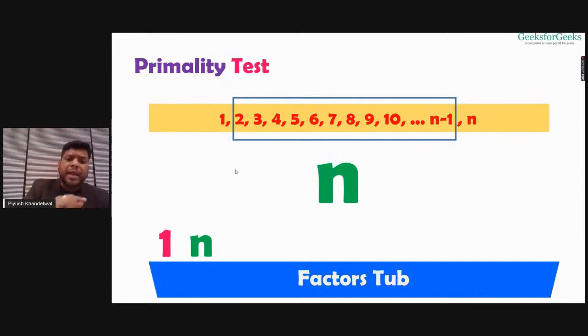If it is divisible by any of the numbers in between, right, I won't be checking it any further. I'll just get out of the loop. I'll just break it over there. So I'll start dividing this n from 2, right? If I find any number from 2 to n minus 1 that divides n, I don't have to check it further, right?